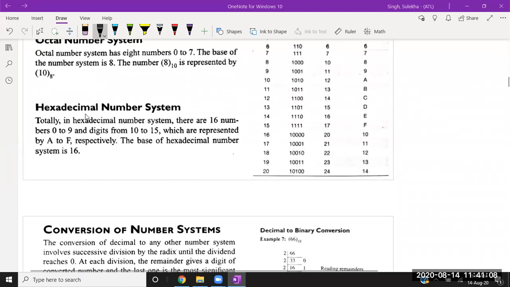Same as you have seen in the previous lecture, in the hexadecimal number system you can represent your numbers from 0 to F, meaning from 0 to 9, and for 10 you represent A, and so on. For 15 you represent F.